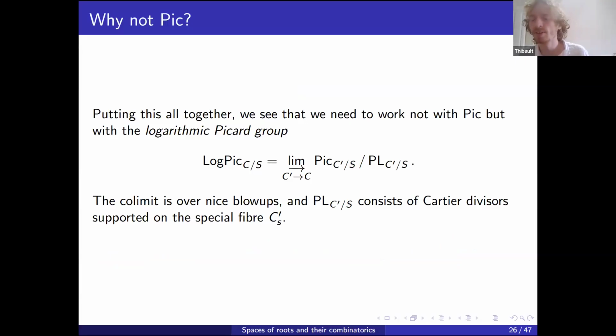And this suggests that instead of the Picard group of stable curves, the correct moduli space we should be working with is what's called the logarithmic Picard group, which, I'm taking some liberties with the truth here, but you should think of as a limit over nice blow-ups of the curve of quotients of the Picard group by these kernels that we've just seen.